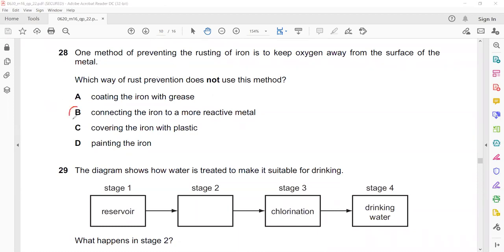The correct answer is B. Why B? That is basically sacrificial protection. Coating the iron with grease: for example, if you have a piece of iron and I coat it with grease, basically how I am protecting the iron is that I am not letting oxygen come in contact with iron. That's how I am protecting it. Oxygen cannot come in direct contact with iron. So this method is keeping away the oxygen.